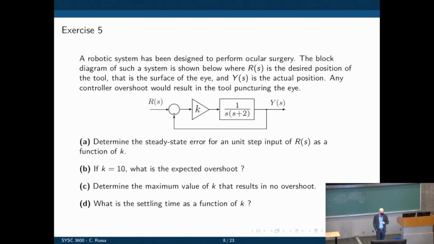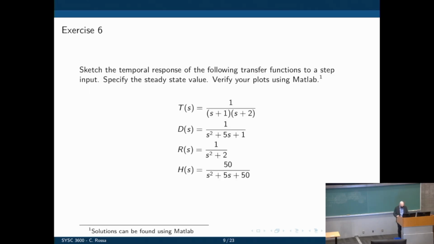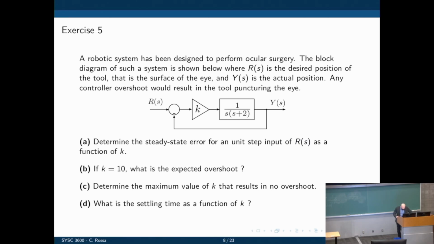So the first question is determine the steady state error for a unit step input of R of S as a function of K. So a steady state error would mean we want the robot to move to the surface of the eye. How close does it get? If it gets to 1 millimeter in front of it, the steady state error is 1 millimeter. Right? But we want that ideally to be 0. It will move to the surface of the eye and stop right there. Let's do the first example here.